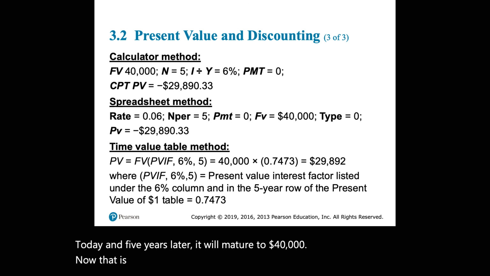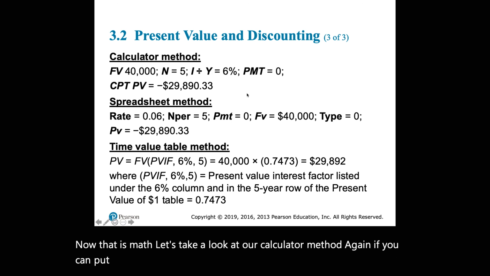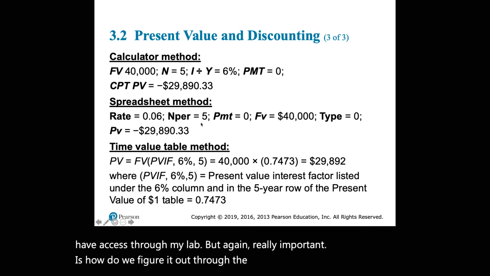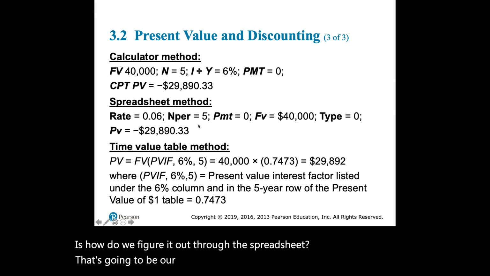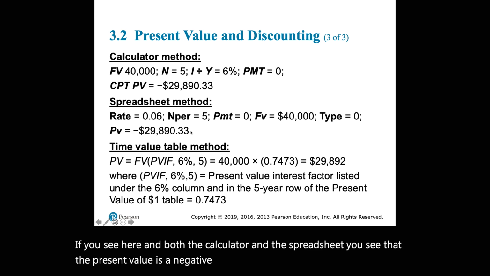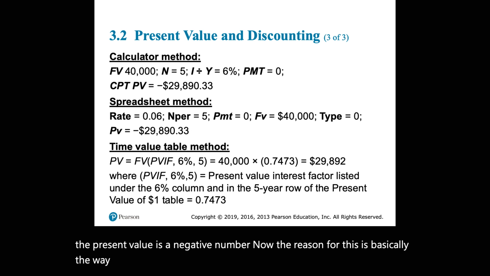Again, you can input these numbers into your financial calculator, or you do have access through MyLab. But again, really important is how do we figure it out through the spreadsheet. That's going to be our most effective way. I do want to point out something. If you see here in both the calculator and the spreadsheet, you see that the present value is a negative number. Now the reason for this is basically the way that the calculator thinks. It sees it as a cash inflow.